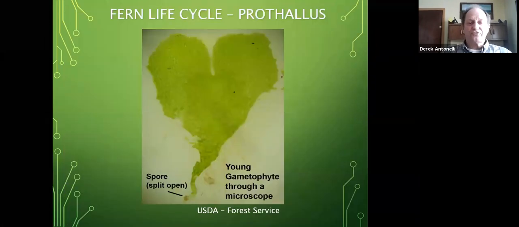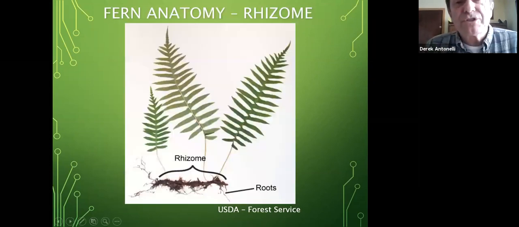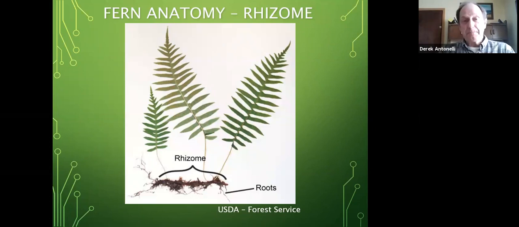So this is an actual photograph of one. You can see the spore down here. It's split open and then it grows into the young gametophyte or prothallus, and that's how that part of the life cycle proceeds. Okay, next we're going to switch over to fern anatomy.